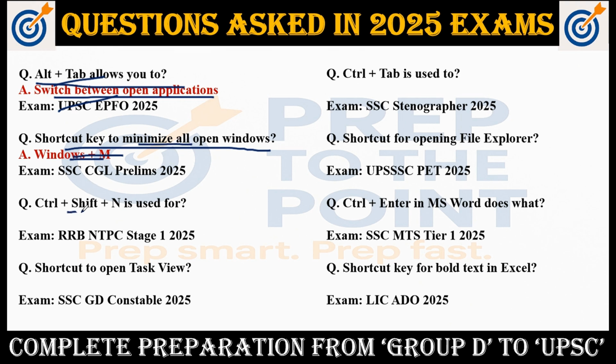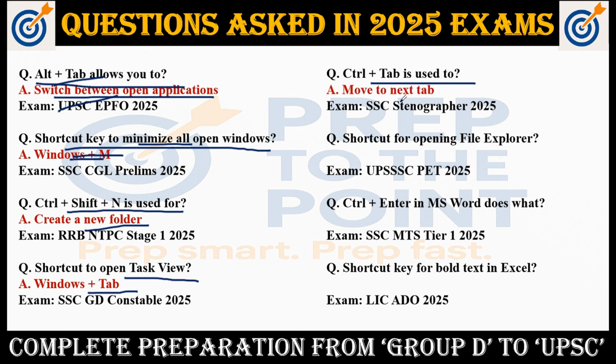Control plus Shift plus N is used to create a new folder. Control Shift N, create a new folder. Shortcut to open task view: Windows plus Tab. Windows plus Tab, task view. Control plus Tab is used to move to next tab. Control Tab, move to next tab. For opening File Explorer, Windows plus E. Windows E, opening File Explorer.